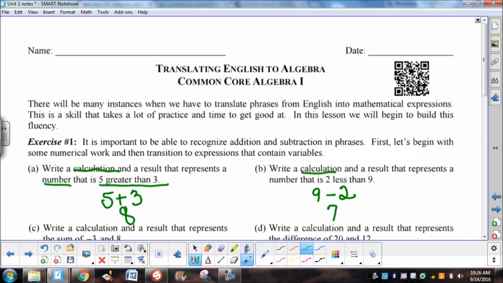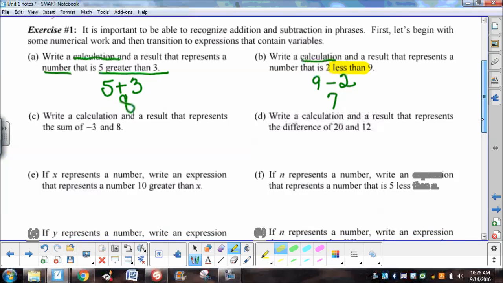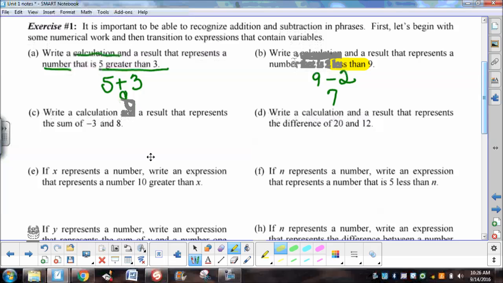The key with that "less than" that we're going to have to remember later on is notice how it's written in English, 2 less than 9, but when we translate that into our math expression, the 9 comes before. Okay? Common error. Letter C says write a calculation and a result that represents the sum of negative 3 and 8. Sum of negative 3 and 8, that means plus, so my result is going to be 5.